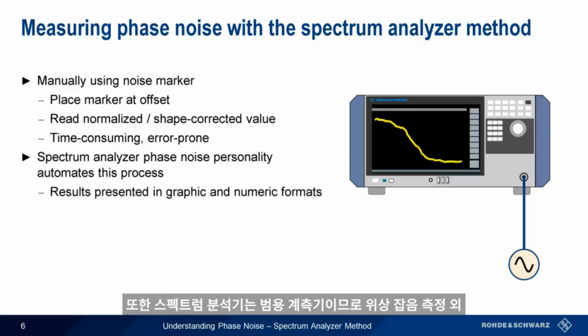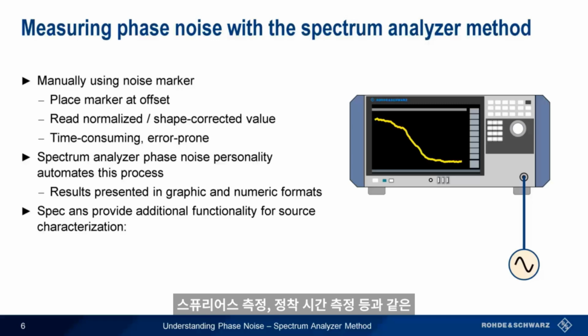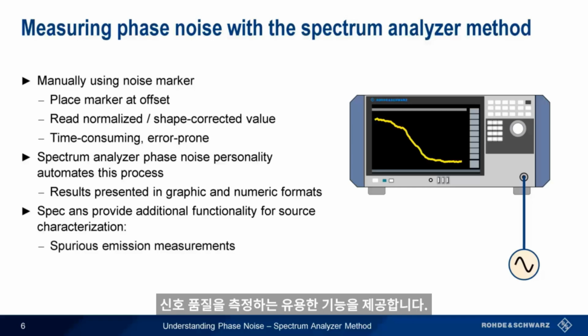Spectrum analyzers are general-purpose instruments, so the biggest advantage of using a SpecAn for measuring phase noise is that it provides additional useful functions for characterizing sources, such as measurements of spurious emissions, settling time measurements, and many others.